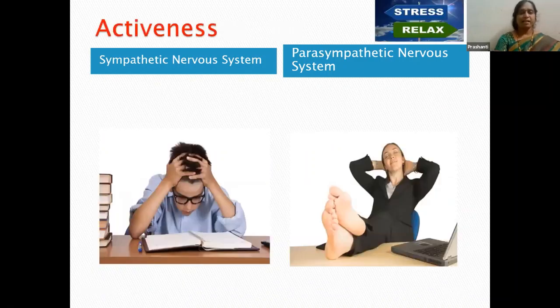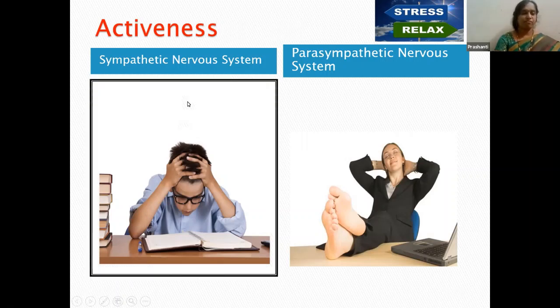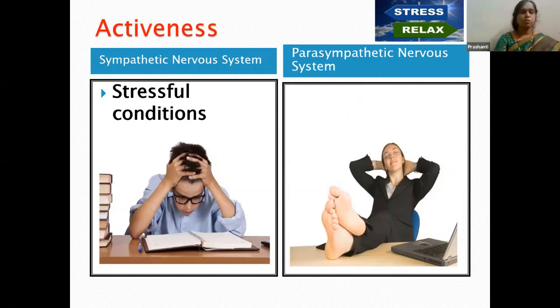And when you see the activeness in the sympathetic nervous system, it prepares our body for emergency, that is fight and flight, that is, it is able to face the stressful condition, children. But when you take the parasympathetic nervous system, it will be conserving and reserving the body energy, that is rest and relaxation. So when our body is very relaxed, we feel very happy.